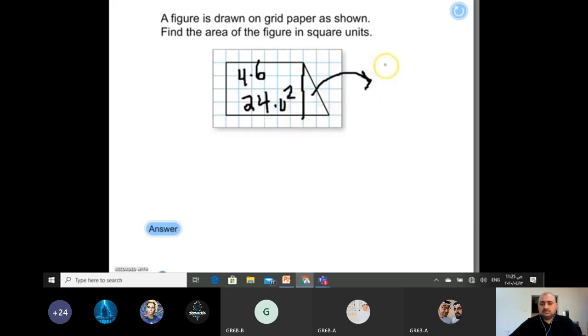For this triangle, we have to do BH over 2, base times height over 2. It looks like our base is 2. Our height is 4.